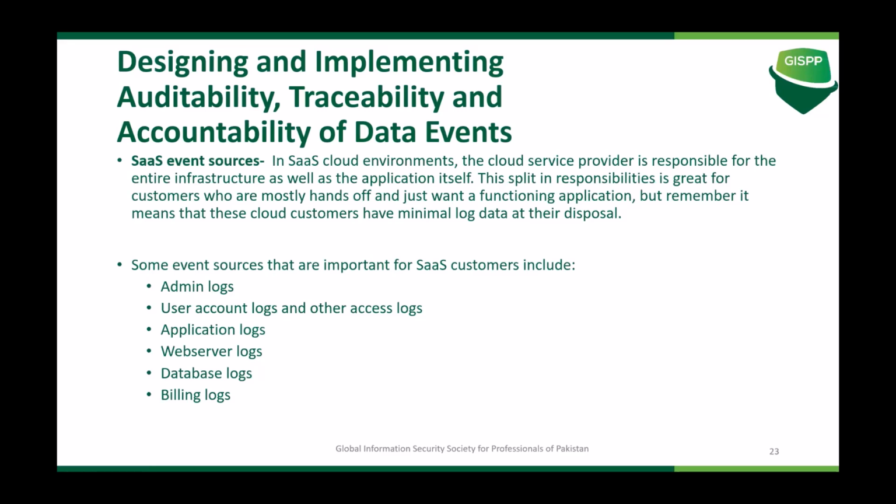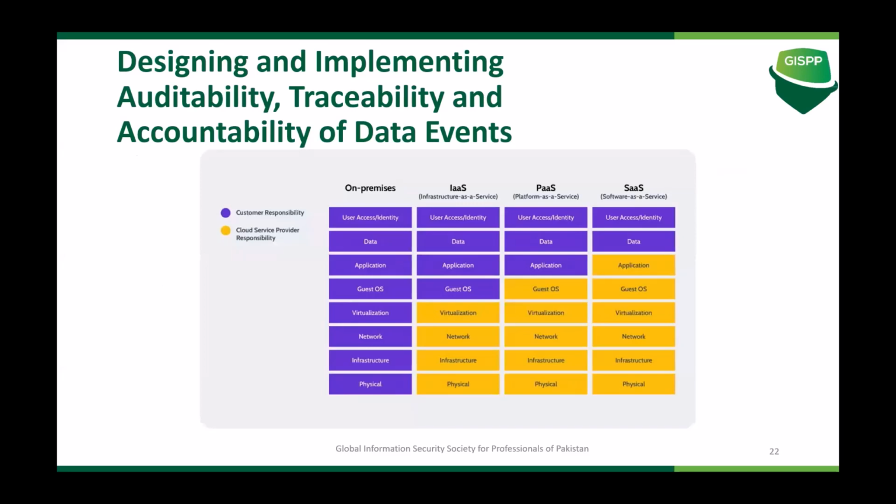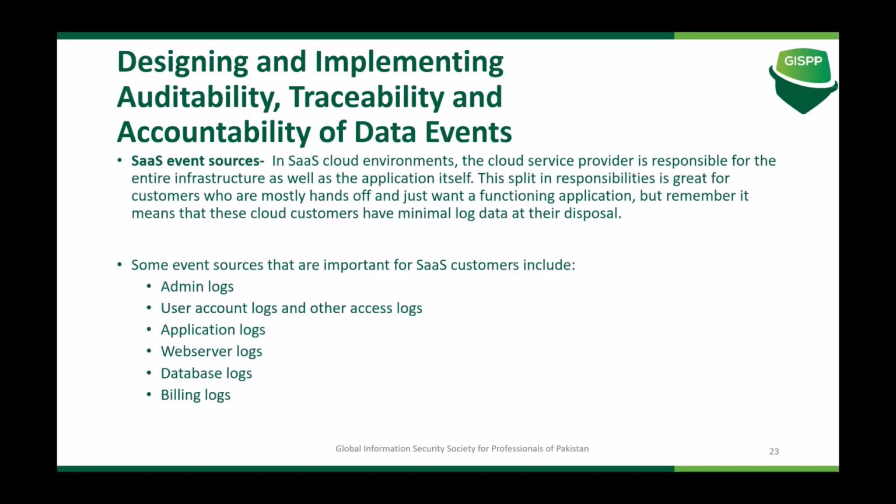So, designing and implementing auditability, traceability, and accountability of events. As you can see, we looked at IaaS, PaaS, and SaaS. In SaaS, which is software as a service, again, think of Office 365. I do not know any other good examples. I keep using Office 365 just to make a point over here. Microsoft is not paying me to say that over and over again.